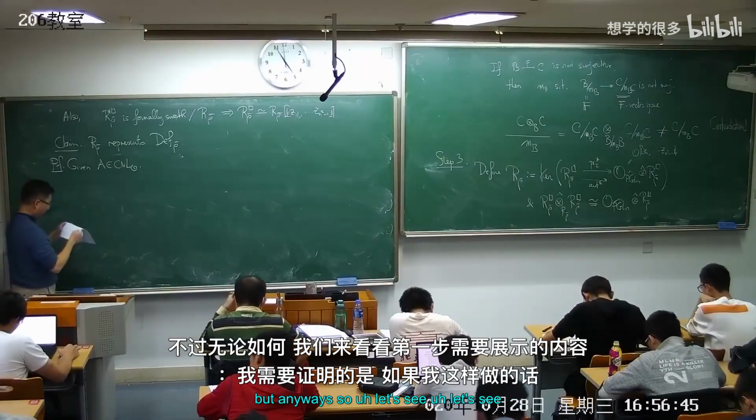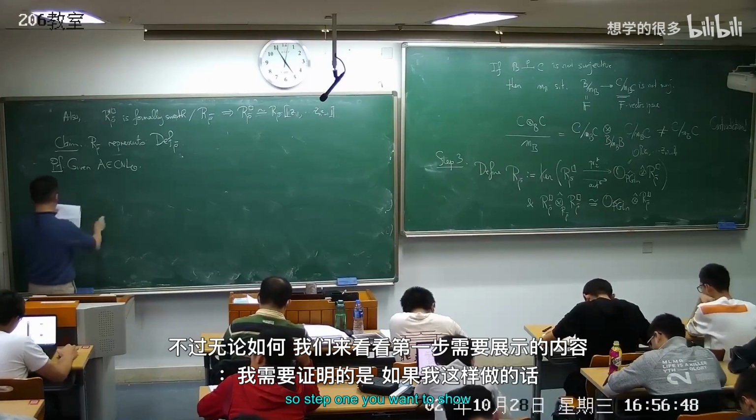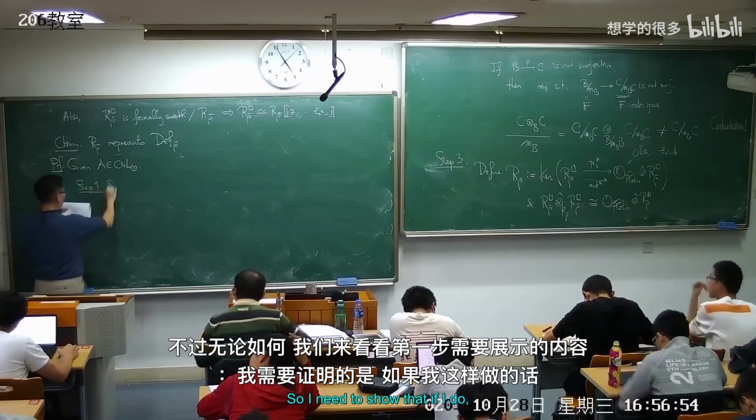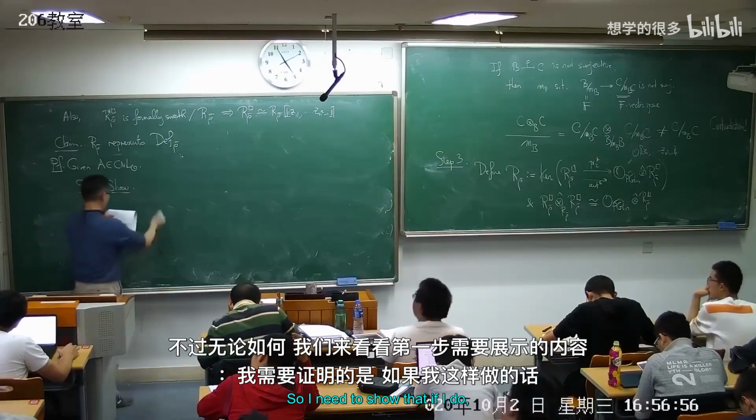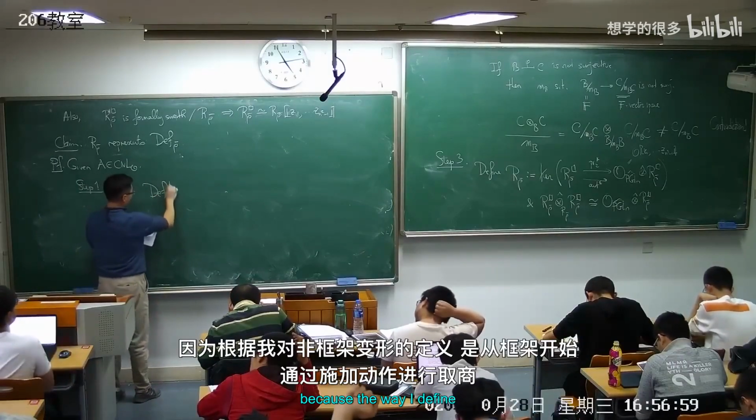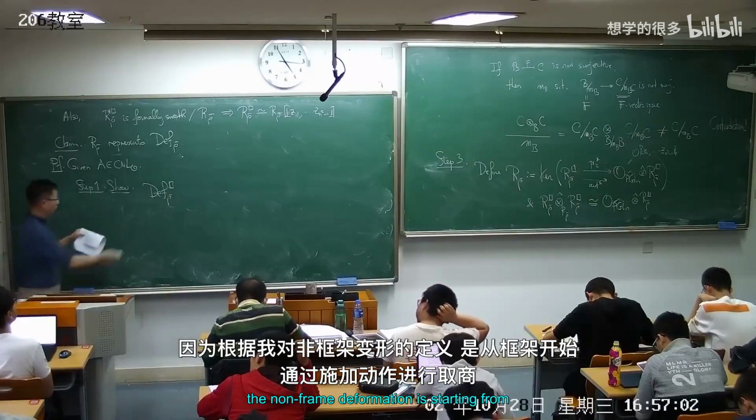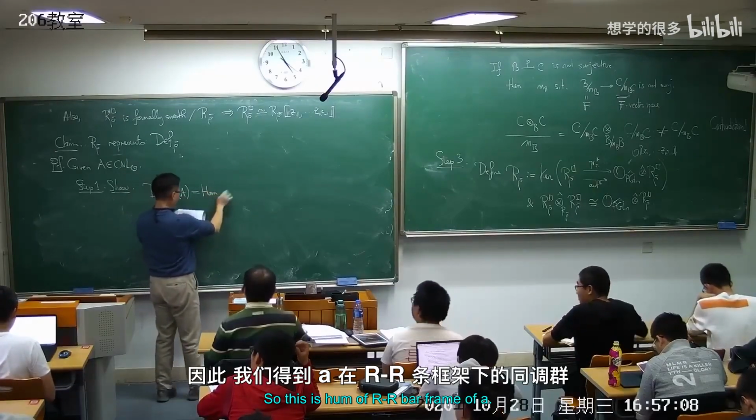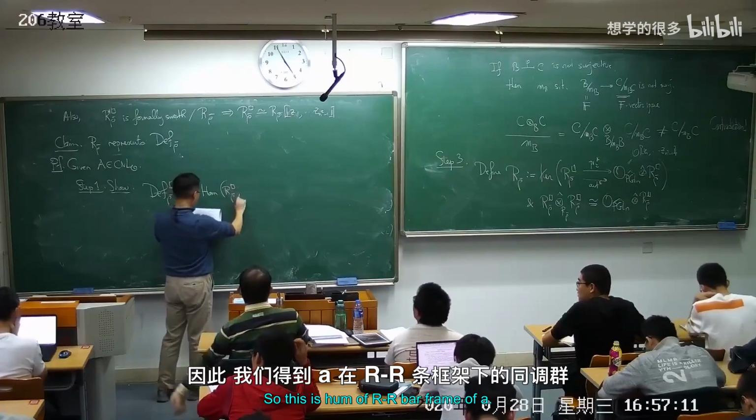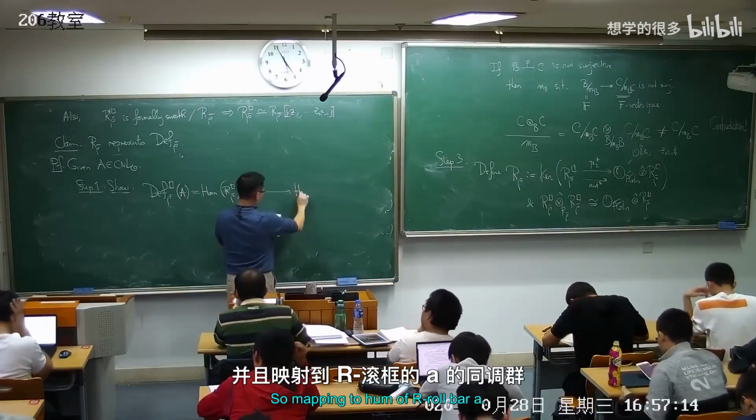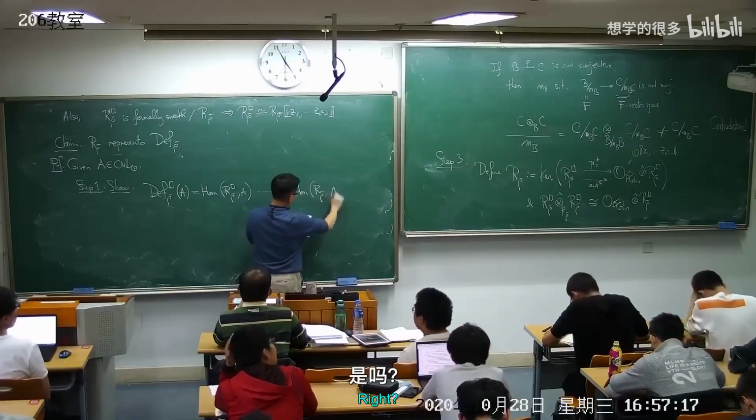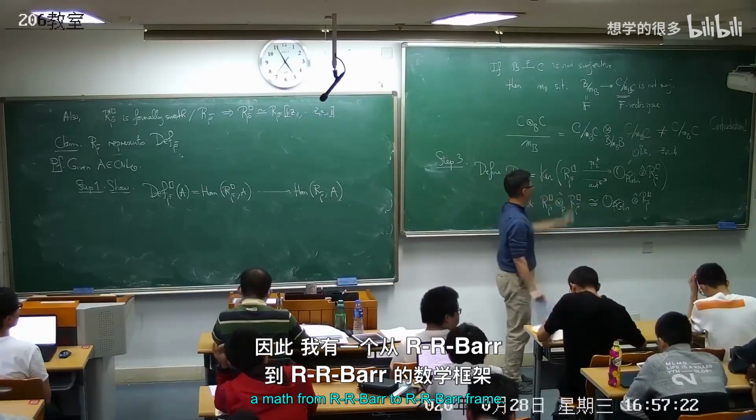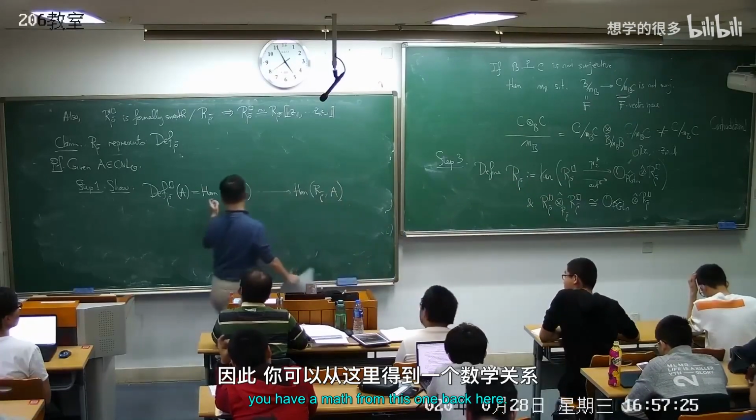So let's see. Step 1 is I need to show that, because the way I define the non-framed deformation is starting from the framed one by quotienting out by the actions. So this is Hom of R rho bar frame to A, mapping to Hom of R rho bar to A, right? You have a map from R rho bar to R rho bar frame, so therefore you have a map from this one back here.